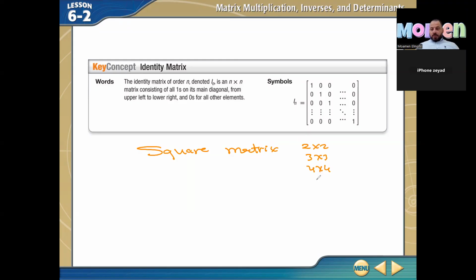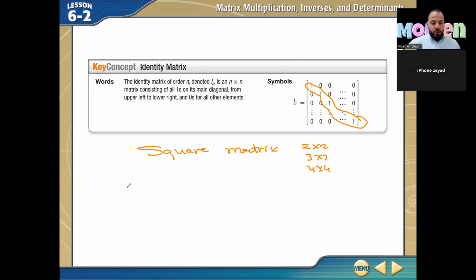But we talk about the identity, not just the square. An identity matrix is a special case of the square matrix where we have the main diagonal elements. What are the main diagonal elements? These are the main diagonal elements. The main diagonal elements must be equal to 1, and the other elements must be equal to 0.